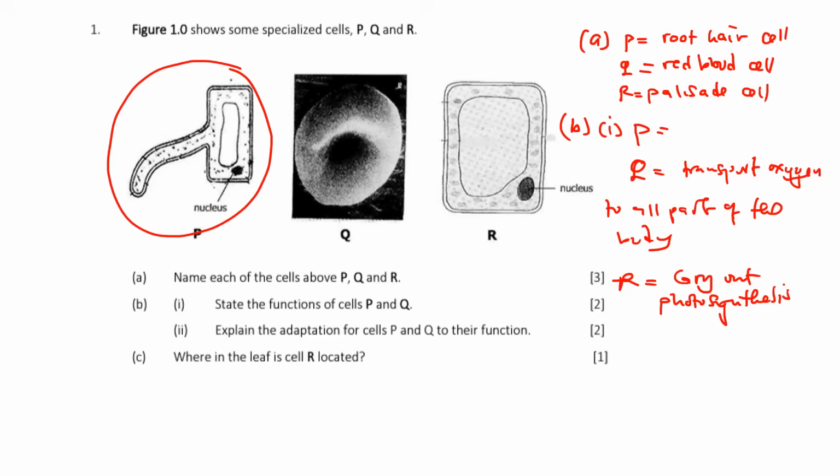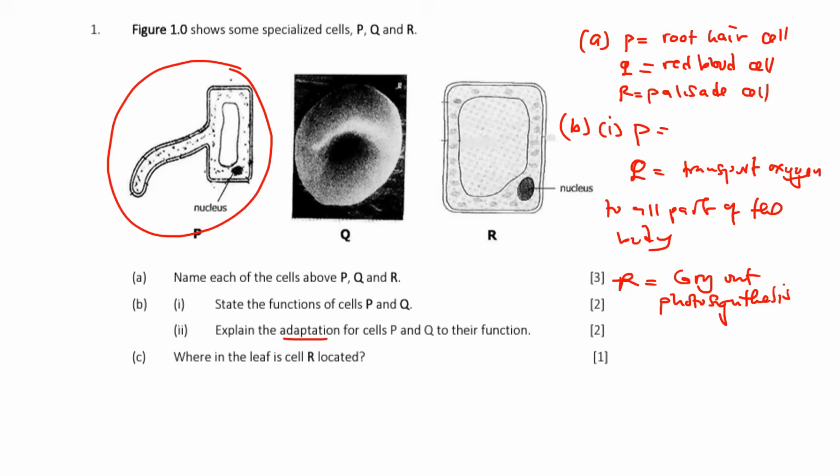So here we have a question on adaptation. That is question B 2. Explain the adaptation of P and Q. Some of you, the understanding of the word adaptation is what we don't know. What does it mean? Adaptation, we are looking at special features that a cell has that enable it to perform the function stated, or the function that it does.